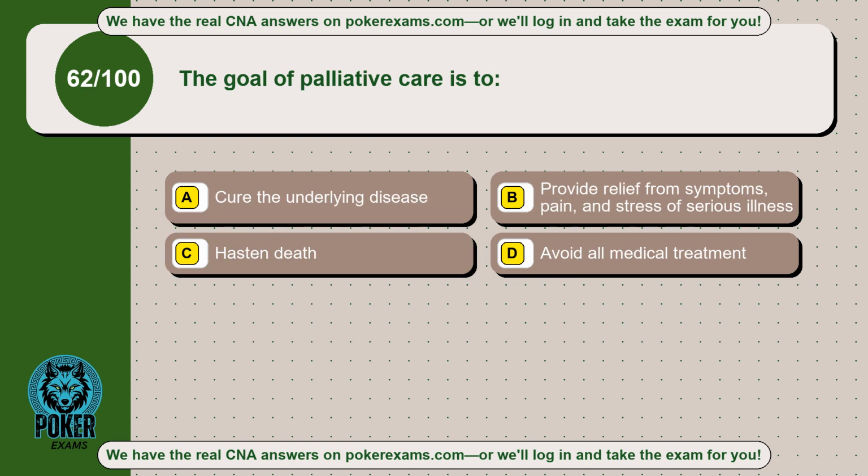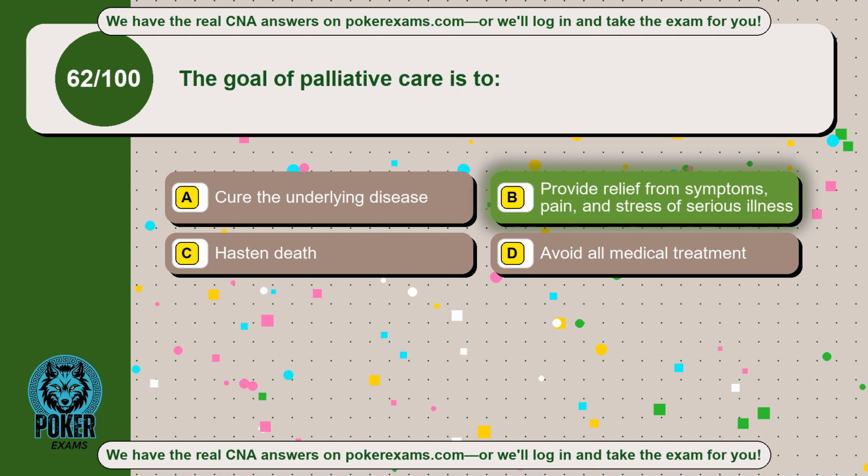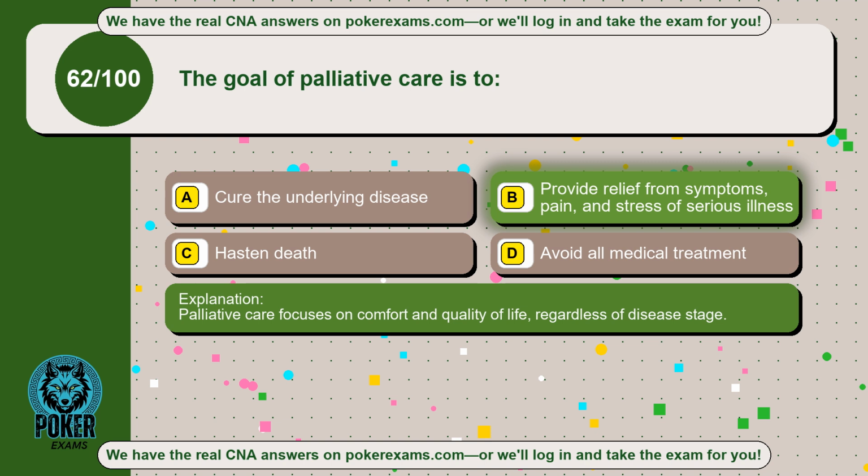Question 62. The goal of palliative care is to: Option A, cure the underlying disease. Option B, provide relief from symptoms, pain, and stress of serious illness. Option C, hasten death. Option D, avoid all medical treatment. The correct answer is option B. Provide relief from symptoms, pain, and stress of serious illness. Palliative care focuses on comfort and quality of life, regardless of disease stage.